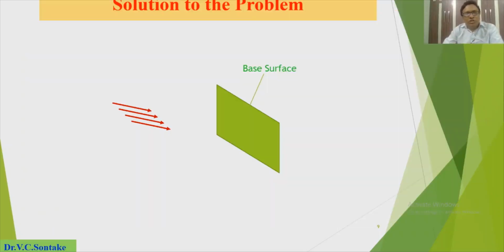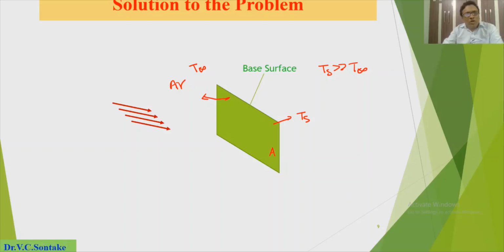Now, the solution to this problem is we can increase the heat transfer rate from the base surface. Let us say this is the base surface at temperature Ts. It is exposed to the environment at T infinity, and I want to increase the heat transfer rate from this base surface to this fluid, let's say air, and its geometrical surface area is A.